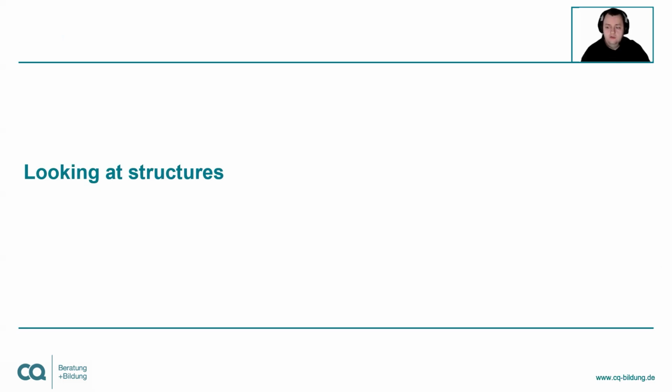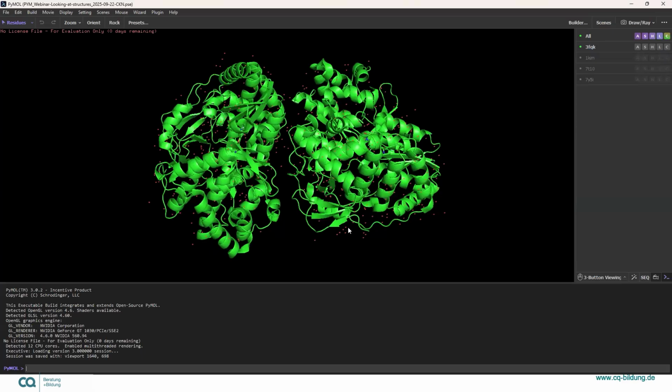Now let's take a look at the PyMOL program itself and how we can look at structures. Once you opened PyMOL and you loaded some structures into a so-called PyMOL session, this is how PyMOL looks like. The central part is this big black window, the so-called PyMOL viewer, in which the different structures present in your current session are shown. On the right side, there is a so-called structure sidebar.